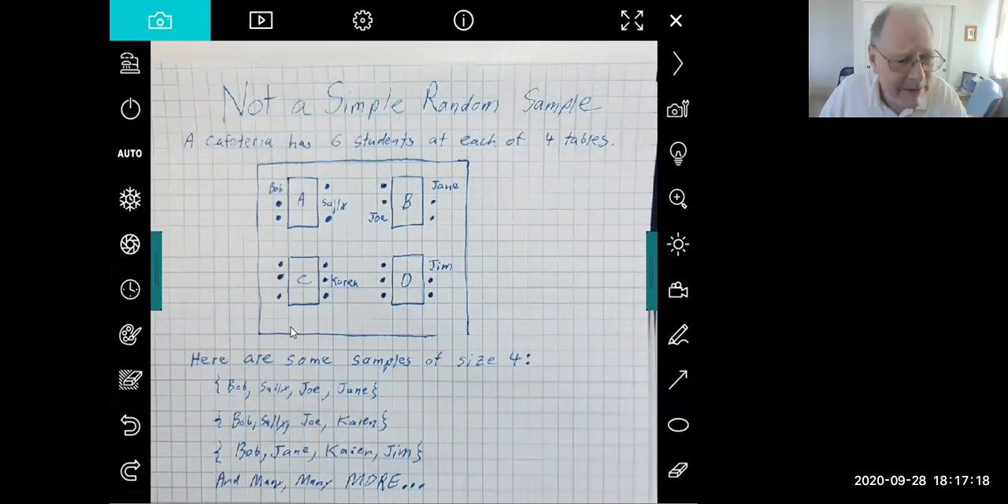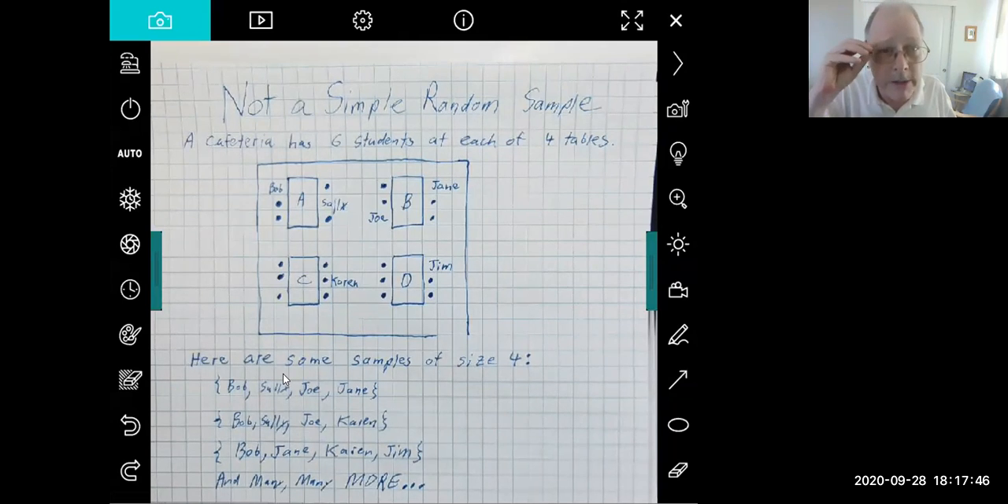So what is a sample of size 4? One vocabulary misunderstanding that comes up reasonably often is people will say, okay, well, a sample, it's like Bob. Bob's a sample. No. A sample in this case is a set of 4 students. Our plan is to randomly select 4 people to try to represent the larger population.